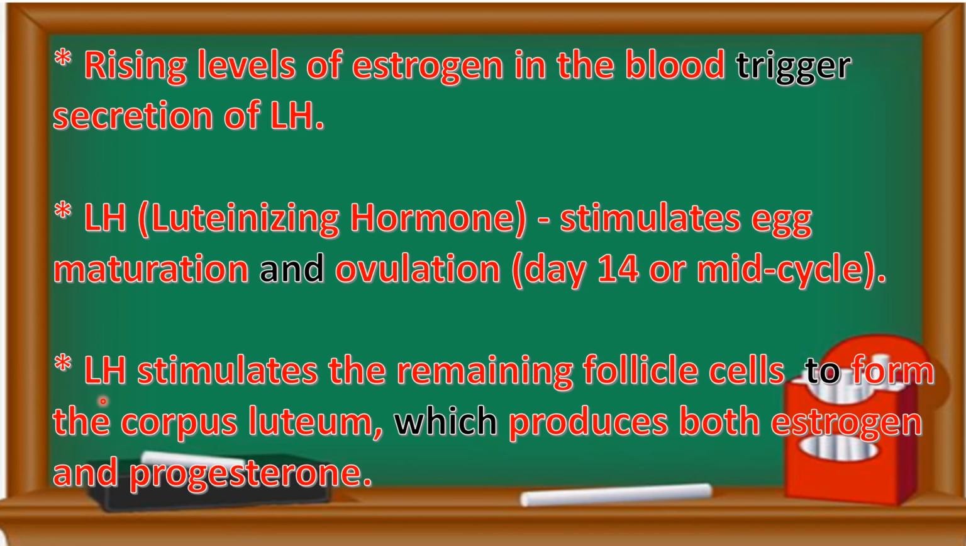So your LH, or your luteinizing hormone, stimulates the remaining follicle cells to form your corpus luteum, which produces both estrogen and your progesterone. Okay, so your estrogen and progesterone here are produced by your corpus luteum. So what stimulates the forming of the corpus luteum? It's your LH.